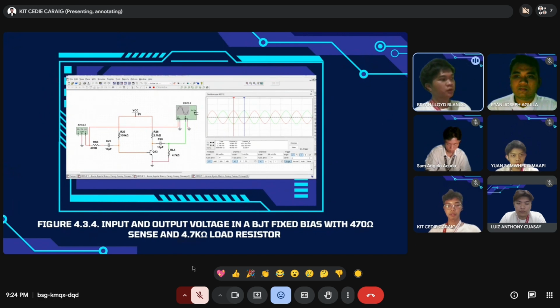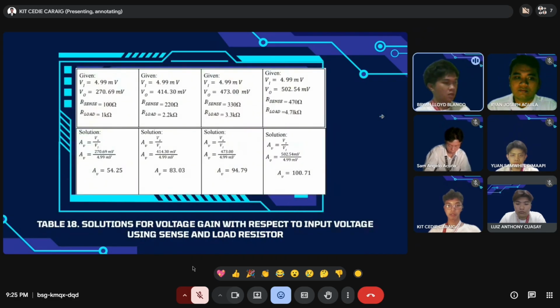For the figure 4.3.4, the 470 ohms resistor and 4.70 kilo ohms load resistor, and by doing the same steps as in the previous, we get that the rate of the gain improvement has clearly slowed compared to the earlier steps, suggesting that the increased sense resistance is beginning to offset the benefits of the larger load. Next slide. And this is the data computation of each figure. Next slide.